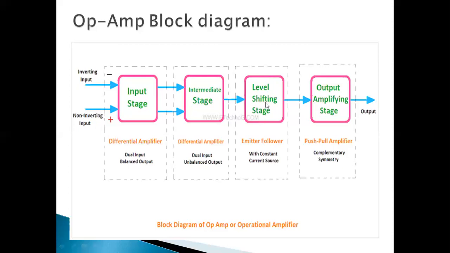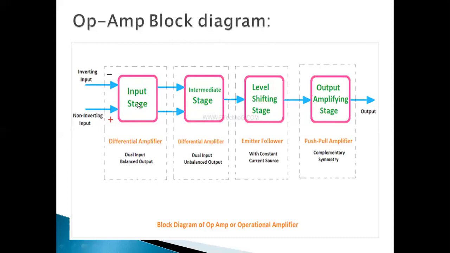And next, the output of the level shifter stage is passed to the output amplifying stage. It is used to amplify the signal as well as to provide a lower output impedance. So mainly in place of the output stage, we are using a push-pull amplifier. So finally, we can get a distortionless output. So this is the main operation of the op-amp block diagram.